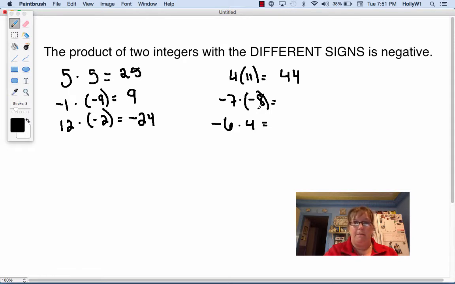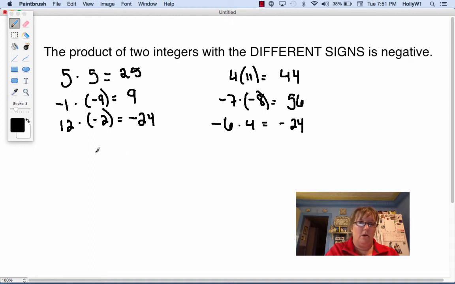Interesting. My phone died. Negative 7 times negative 8 is a positive 56. And negative 6 times 4 is a negative 24.